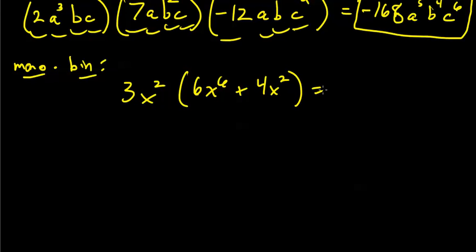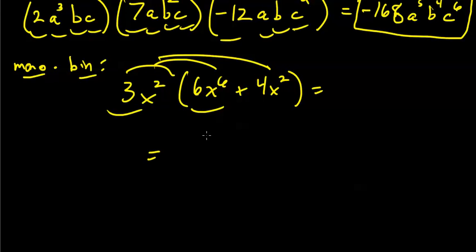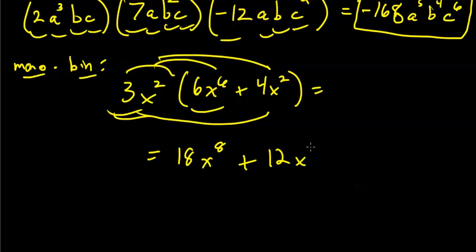Alright, of course, to multiply a monomial times a binomial, as you might guess, we're going to apply our distributive law, basically multiply each term in that binomial by 3x squared, and use our rules for exponents to simplify. Alright, 3x squared times 6x to the 6th, I'll multiply that first. I get 18 x to the 8th power. Then to that I will add 3x squared times 4x squared, gives me 12 x to the 4th. Alright, now this is my final answer.